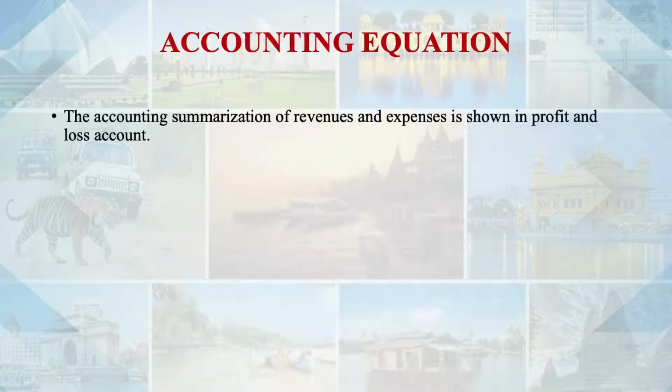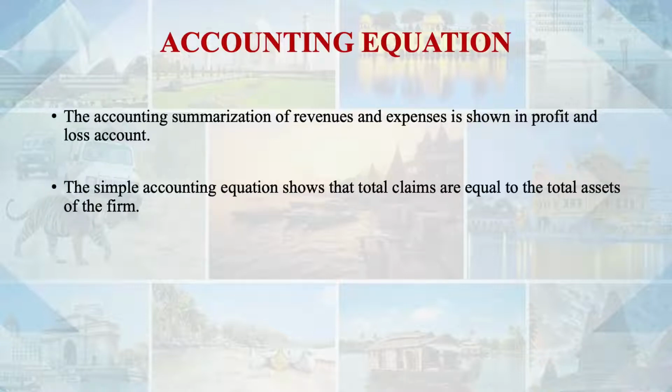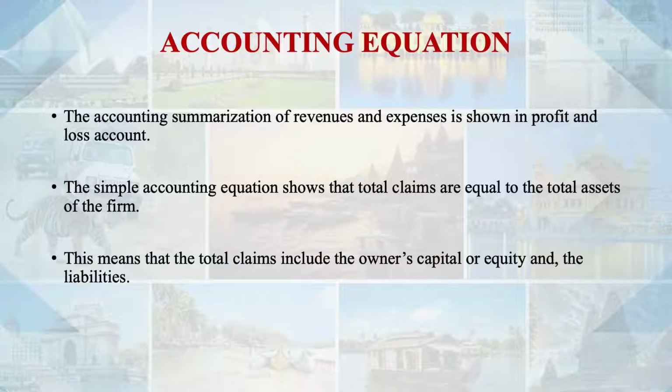So that means this profit and loss account statement is very important to be prepared before we prepare the balance sheet. Now, this accounting equation summarizes that all expenses, losses and revenues have to be shown in the profit and loss account, and it shows that total claims are equal to the total assets of the firm. It means that owner's capital or owner's equity and liability should always be equal to your assets. So from this accounting equation, we can easily find out the relationship between the profit and loss account and the balance sheet and how they both are related to each other.